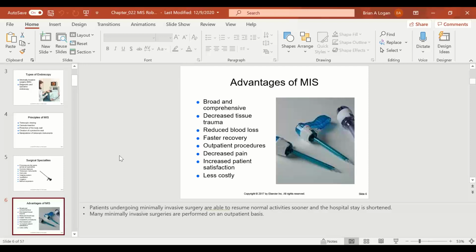Now all of these things will increase our patients' satisfaction, and it's also less costly. Your hospital stay is shortened. Insurance doesn't have to dole out so much money. Your insurance premiums can stay low because they don't have to spend so much money out for procedures and things like that. And you can get a lot more done and be up and back to your normal faster.